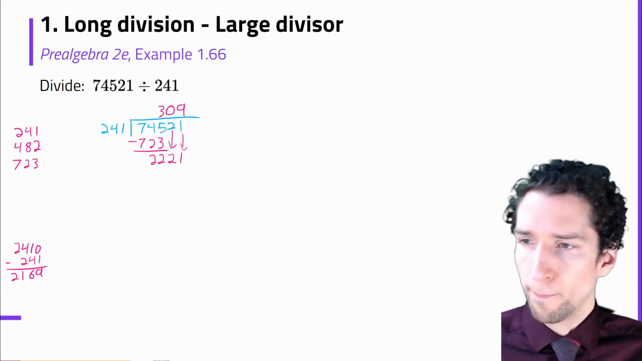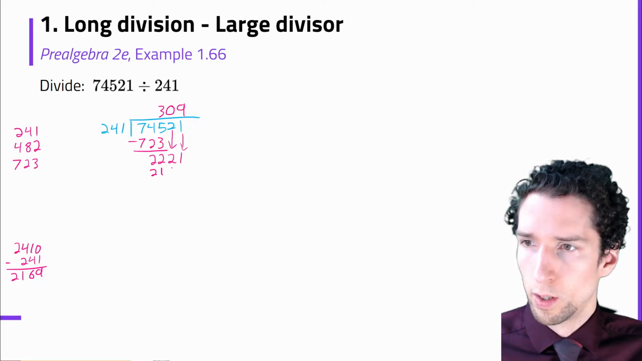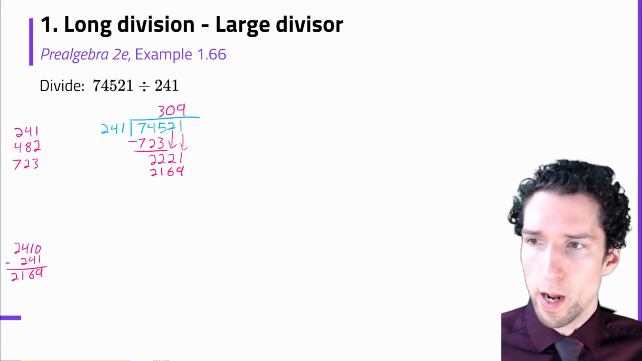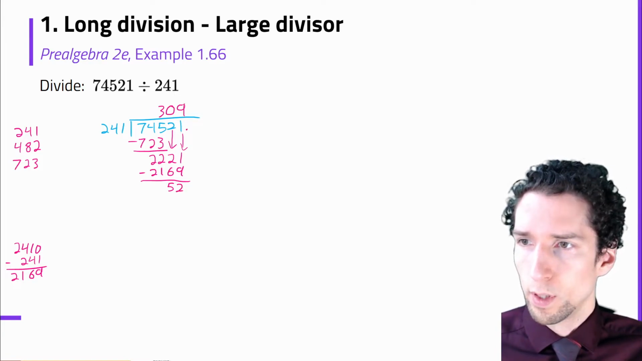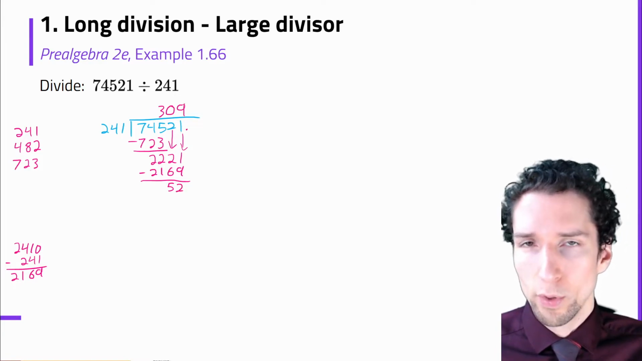4 and 2. Okay, good. So that works. 2,169. And we subtract those, and the number we will get here is 52. Okay, not finished. Let's do a few decimal places.